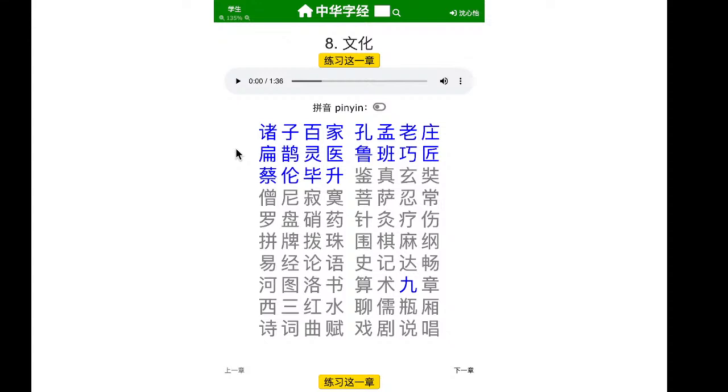So this guy, 毕生, invented movable type. And I believe that at that time, the blocks were made out of ceramic. Now, this guy lived around the year 1000. So these people were pretty far ahead of the game.